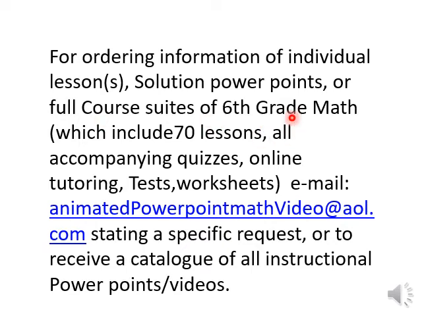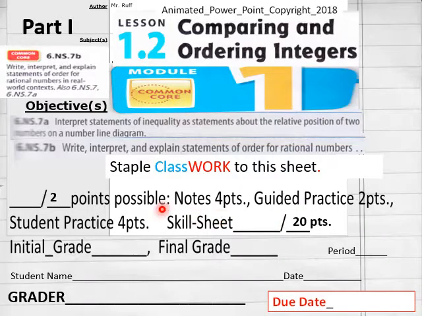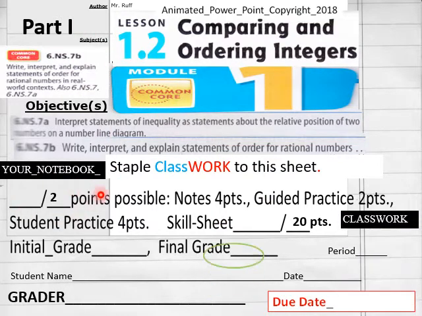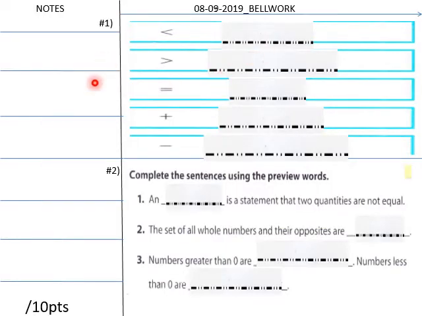Hello everybody, get ready to do 1.2 of 6th grade math today, part 1. Part 2 and part 3 are available at that email. 1.2 part 1 today, we got 2 points here of note taking. And we have a 20-point classwork sheet today on comparing and ordering integers.